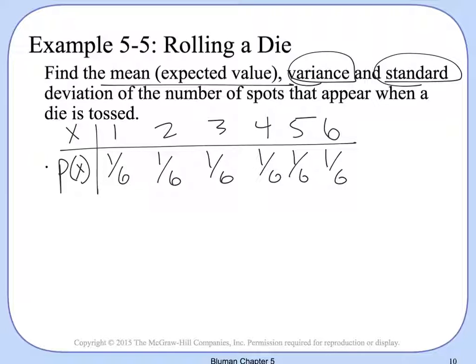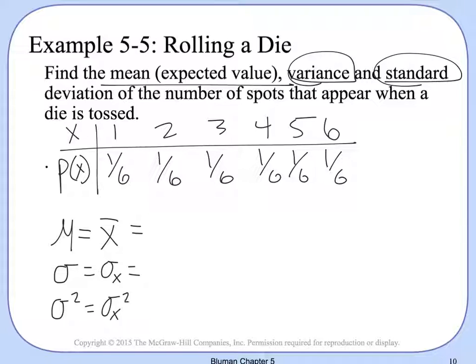deviation. So I'm going to write mu equals, and remember that's x bar on our calculator. And then we're going to have to find standard deviation, that's sigma, or sigma sub x. And then we're also going to have to find variance, which is sigma squared, or sigma sub x squared. Okay, those are all the same thing.